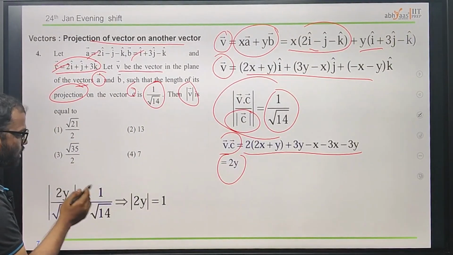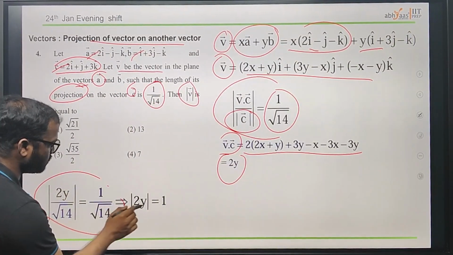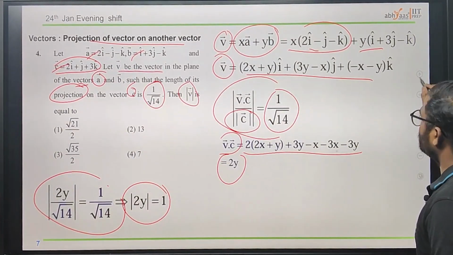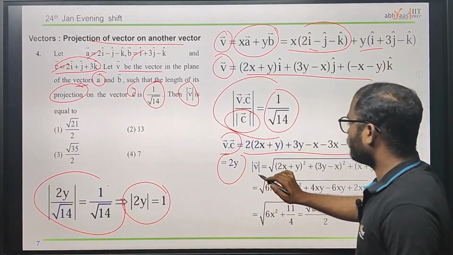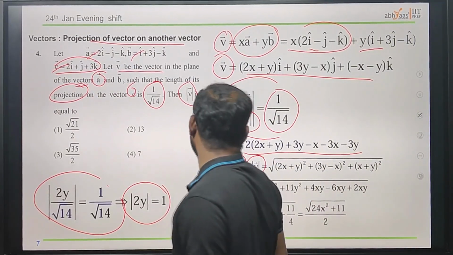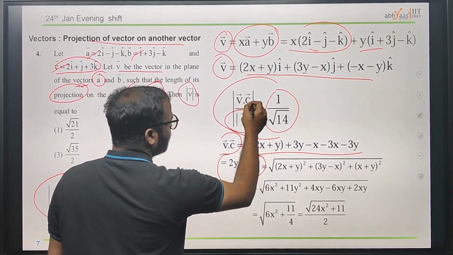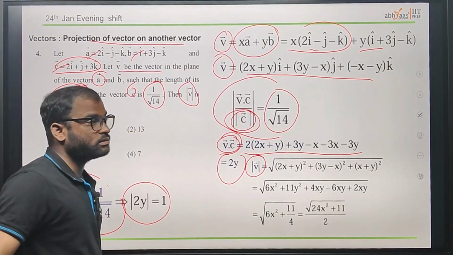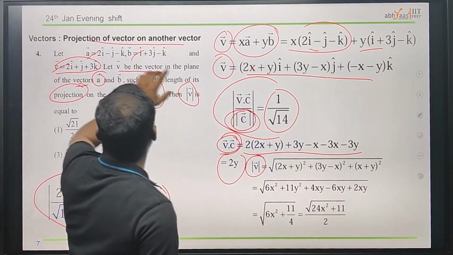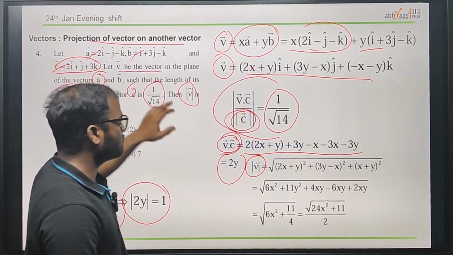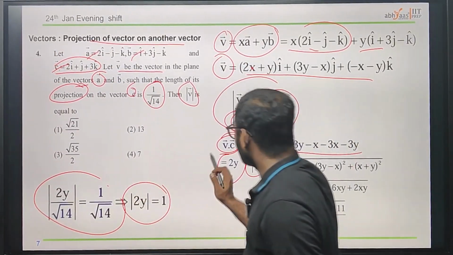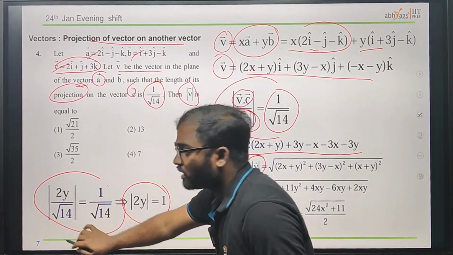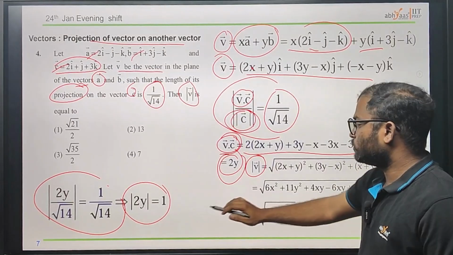We take the magnitude of that one, which is the magnitude of 2y, and ultimately we can find the magnitude of this. I hope you understood what I am writing here. Firstly we found v dot c bar by using this and the c bar vector. Next we substitute here, and also the magnitude of c, and we will get the same under root 14.